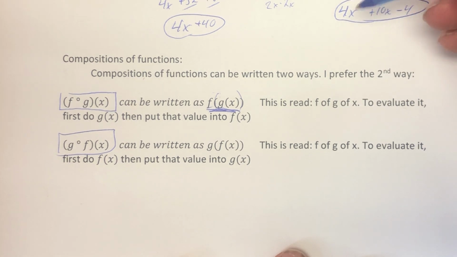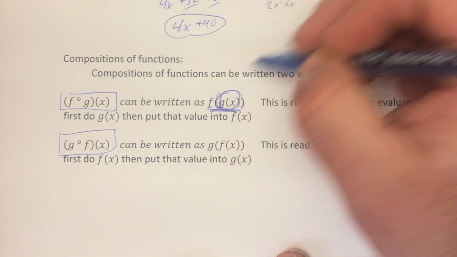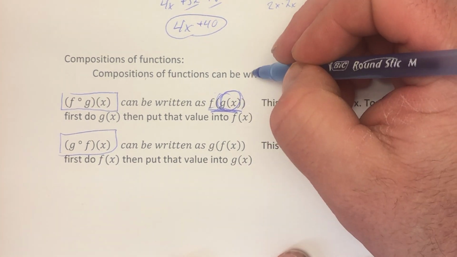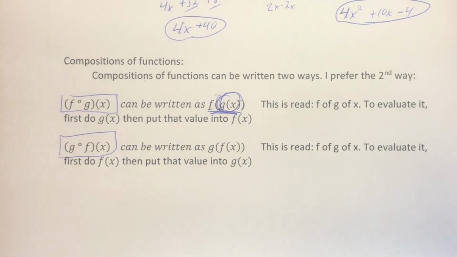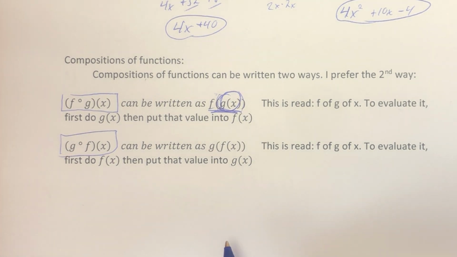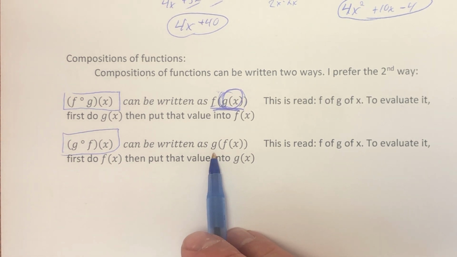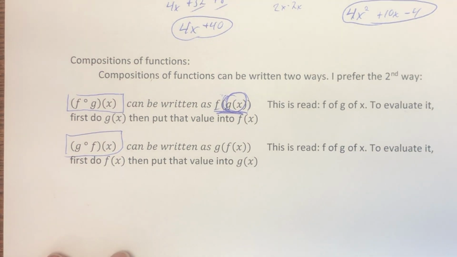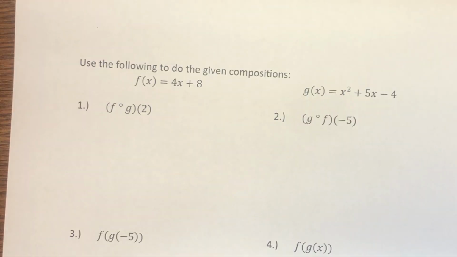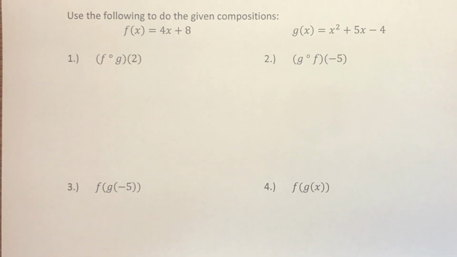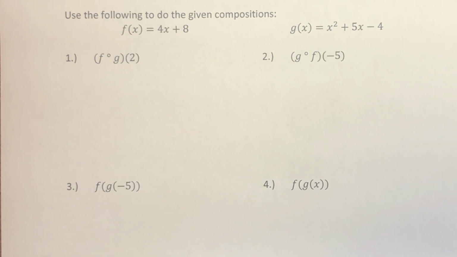When we evaluate these, the reason I like this notation is we're going to evaluate, in this case, g of x first. Whatever we get, we'll then plug into f. And once we do a couple examples, hopefully that'll become a little more clear. Down here, we're going to evaluate f of x first, and then plug it into g. So let's just go ahead and do a couple compositions of functions. So I have two functions here. These are the exact same two functions I did before. So nothing's changing there.